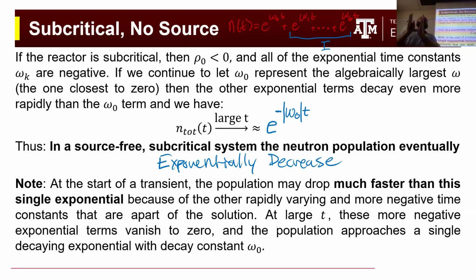So at the very start of the transient, you might have behavior that doesn't just look like exponential decrease because you're waiting for all of these other negative exponentials to begin settling down. And as t gets bigger, all of those other exponentials are going to decay away, and then the solution is basically just going to be governed by the exponential with the algebraically largest time constant. So that's what it's going to look like if we have exponential decrease.